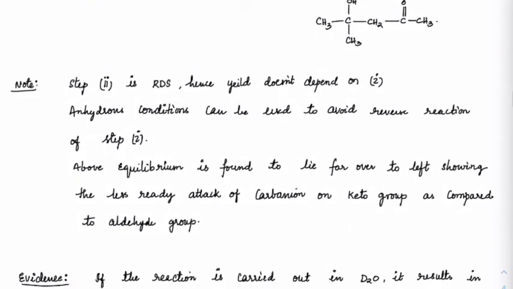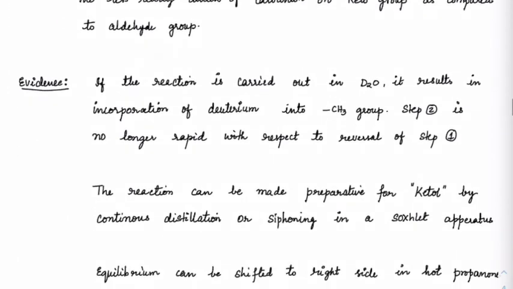So check this out. Anhydrous condition would help the reaction go in the forward direction or avoid the reverse direction reaction. Like I said, the equilibrium is far over to the left hand side as compared to the right hand side. So the aldol formation is not observed that easily. And evidence for that is that if we have solvent D2O instead of water, there is a deuterium exchange observed on CH3.